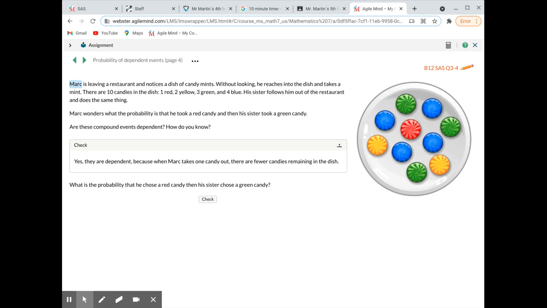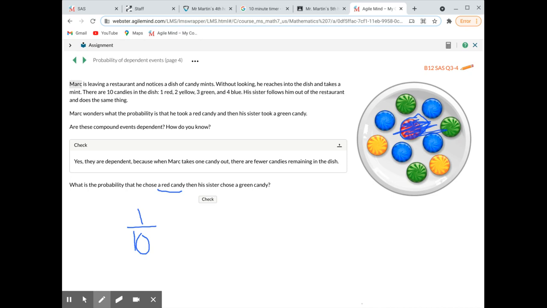All right, what's the probability that he's going to choose a red candy? What is the probability that Mark chooses a red candy? He wants this red candy right here. What is that probability? 1. Out of how many? 10. Correct. A 1 out of 10 chance. Now, he just ate this, so it's gone.